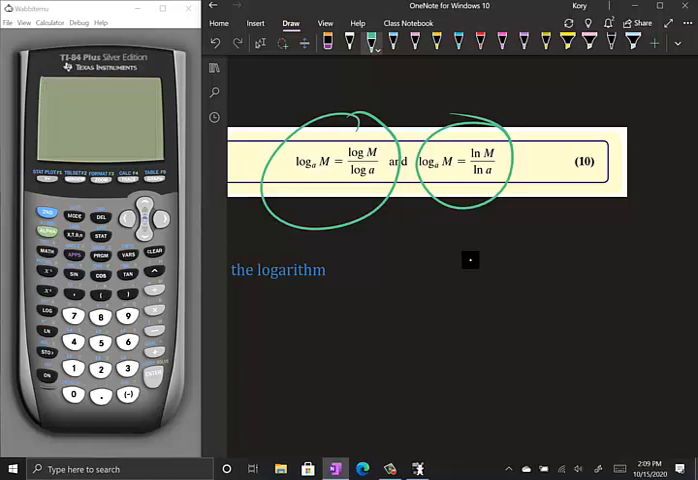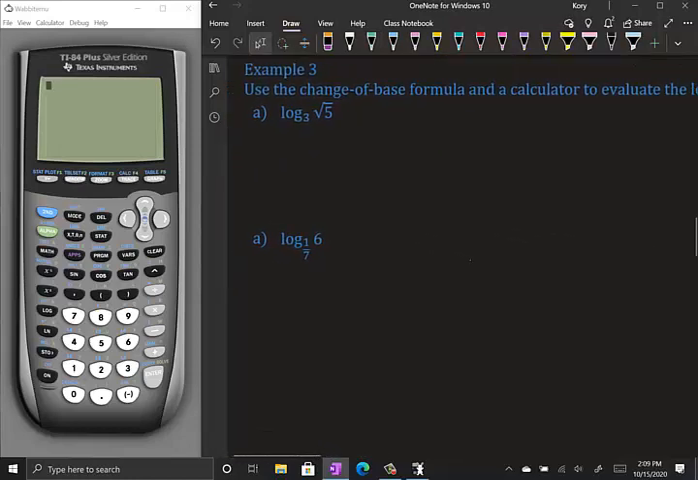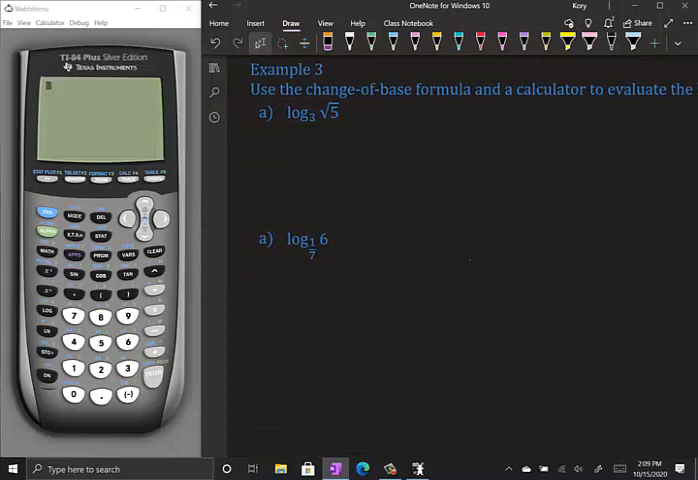Because a natural logarithm is log base 10. So I'm going to show you both ways for both. We're going to use the change of base formula and a calculator to evaluate each of these. First thing we're going to do is, since I can't solve this, now why can't I solve this? Because it would be 3 to the power of y equals the square root of 5. I can't solve that. It's never going to be the same base. So since we can't solve it, we can do change of base.